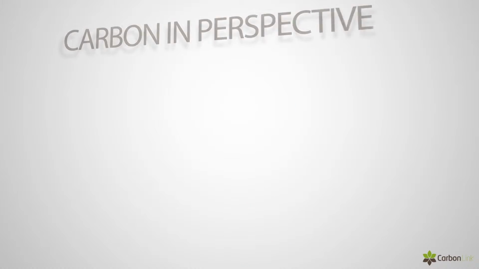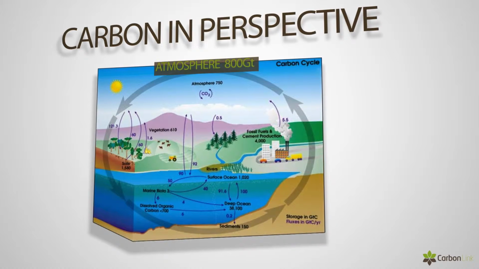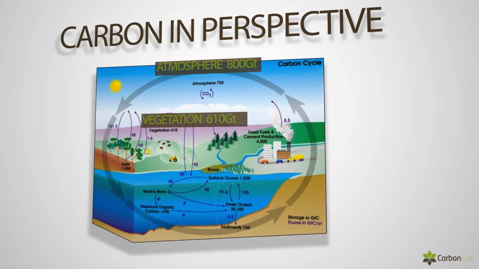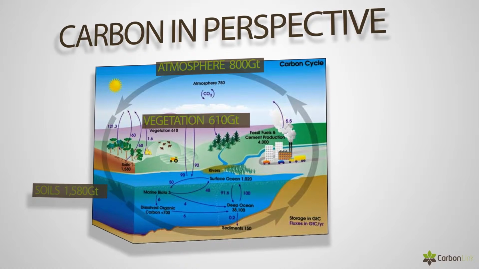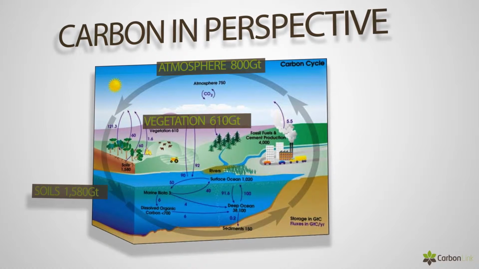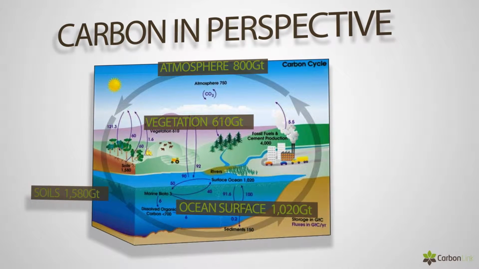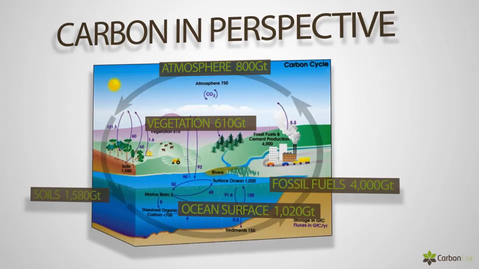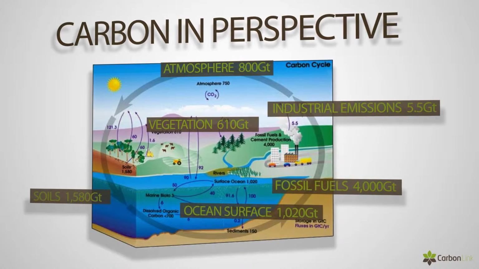Let's have a look at where carbon actually is in the whole biosphere. In the atmosphere we've got around about 800 gigatons of carbon. In all the vegetation on Earth we've got around about 610 gigatons. In the soils, around about 1,580 gigatons, and some estimates are 2,000 gigatons in the top metre of soil. There's around about 1,000 gigatons in the surface of the ocean, about 4,000 gigatons stored in fossil fuels, and we emit around about 5 to 8 gigatons of carbon into the atmosphere every year.